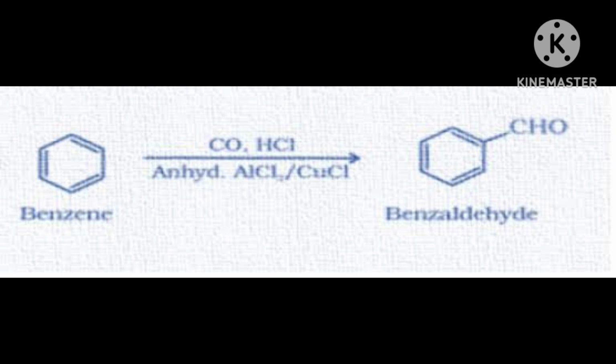The electron will be taken by that, and the carbon will get a negative charge due to AlCl3. Also you can understand it the IIT-JEE way, because oxygen always has a lone pair of electrons, so the arrangement will be like that and carbon will be negative. With the help of AlCl3 or CuCl, carbon will get negative, and then H plus will join there. This way you will get CHO, that is called benzaldehyde.